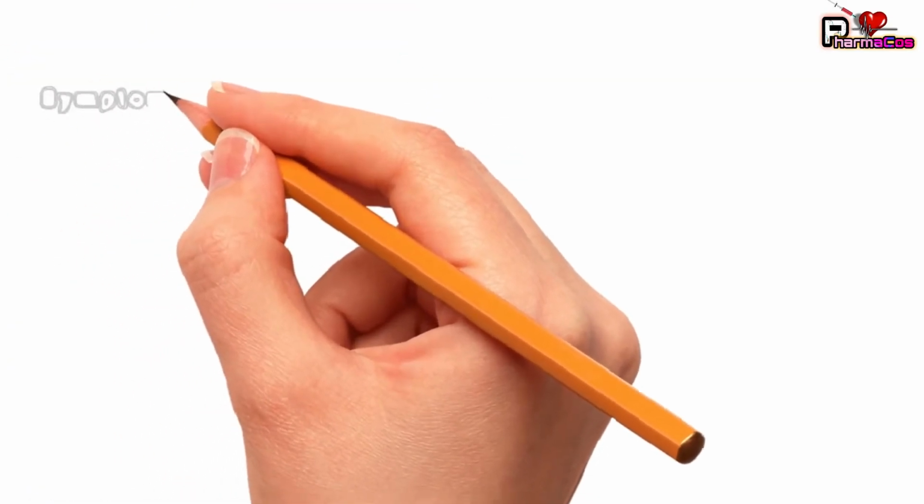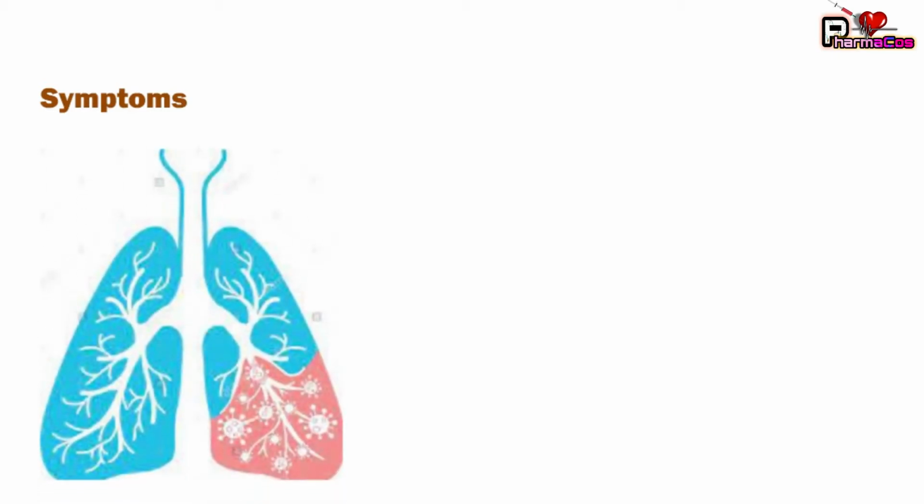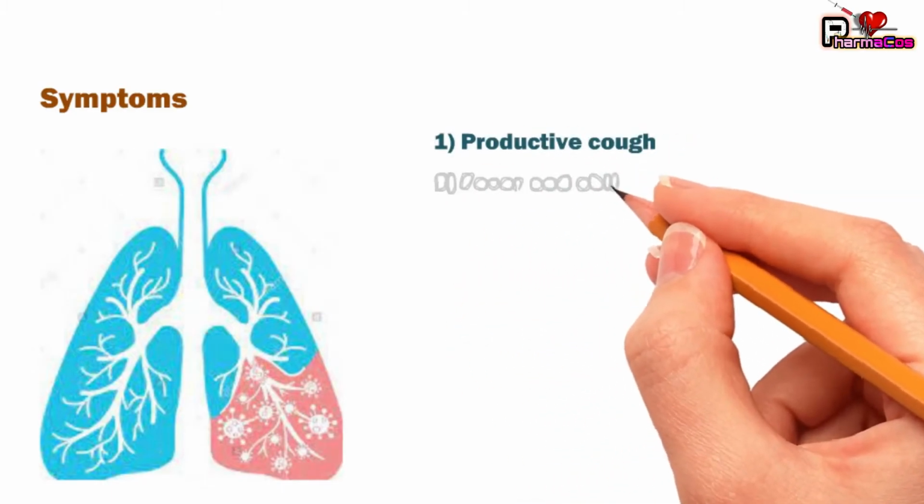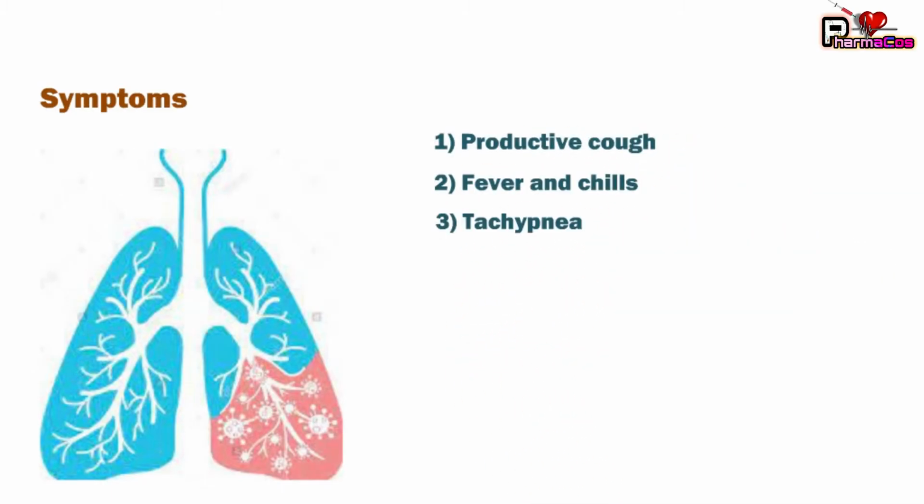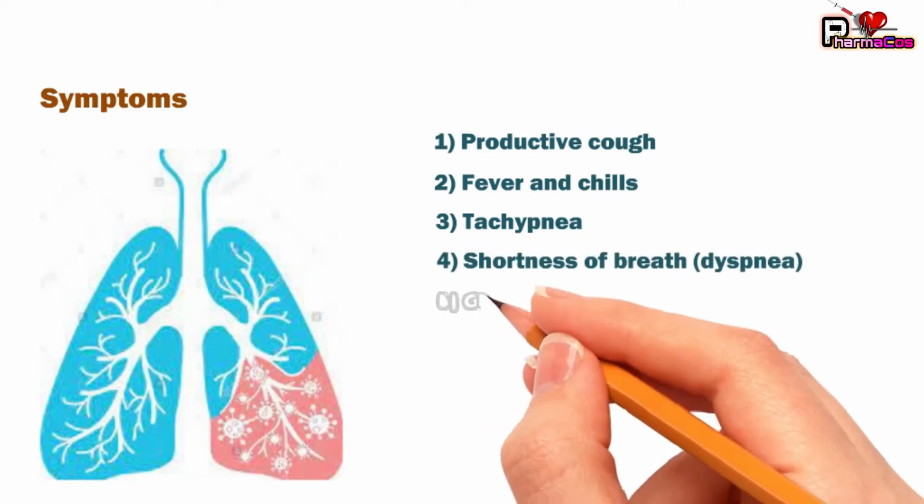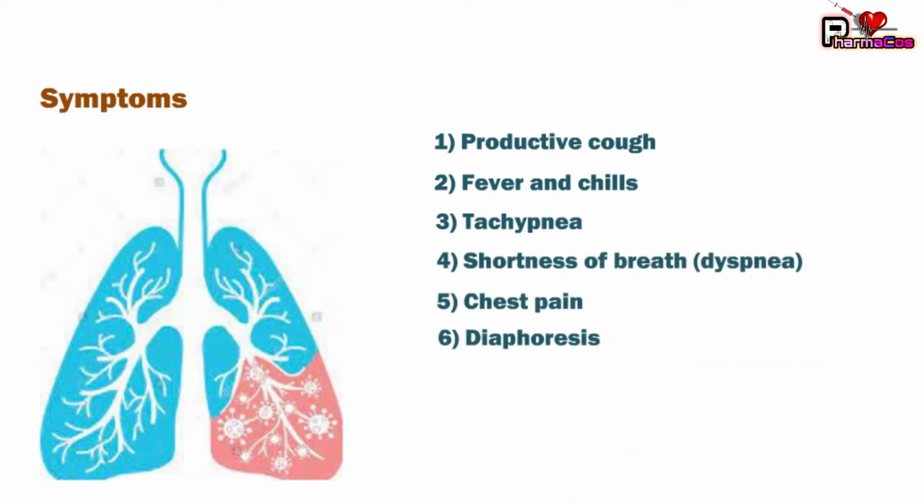The signs and symptoms of pneumonia can vary in severity from person to person. Here are the most common examples: productive cough, fever and chills, tachypnea, shortness of breath, chest pain, diaphoresis, fatigue, cyanosis. Keep in mind that other signs and symptoms for pneumonia exist. These are just common examples.